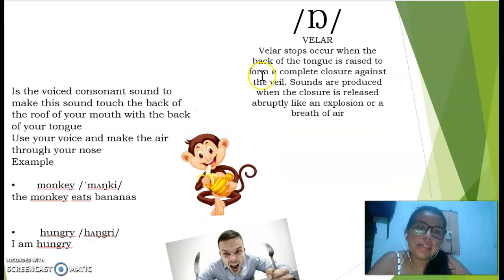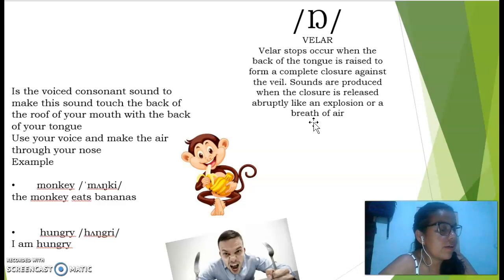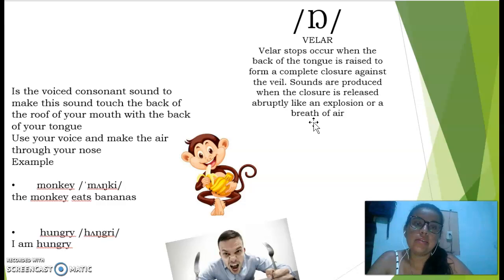And finally, this symbol is velar. The sound is ng. The velar nasal occurs when the back of the tongue rises to the front, forming a complete closure against the velum. Sounds are produced when the closure is relaxed abruptly, like an explosion or a breath of air.